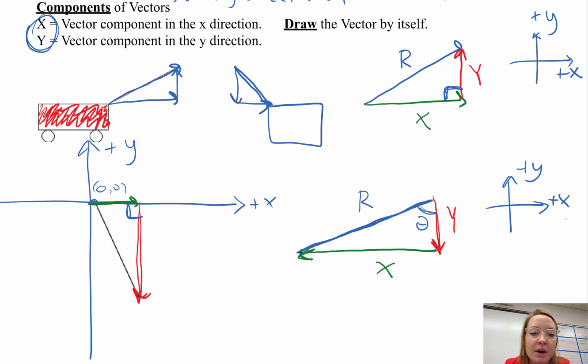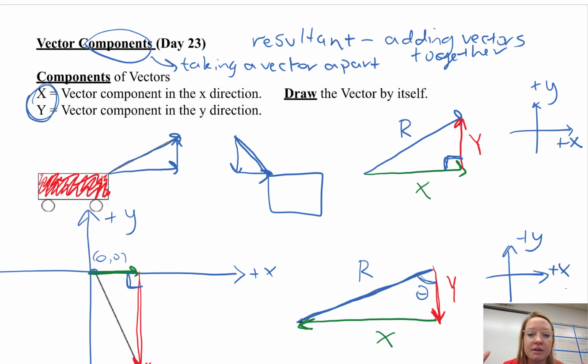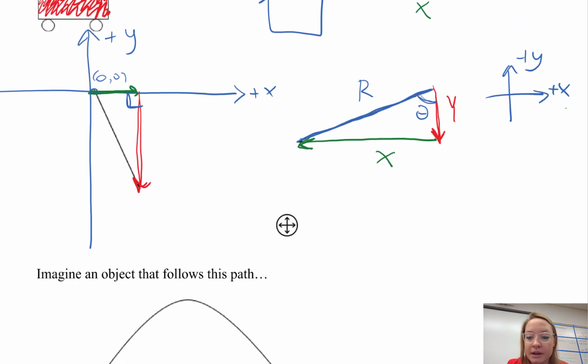So again, components is just undoing adding vectors together. It's taking them apart. So if you added X and Y together, you would get this R resultant. If you took R apart, you would take it apart into the X part and the Y part. So here's our resultant right here.